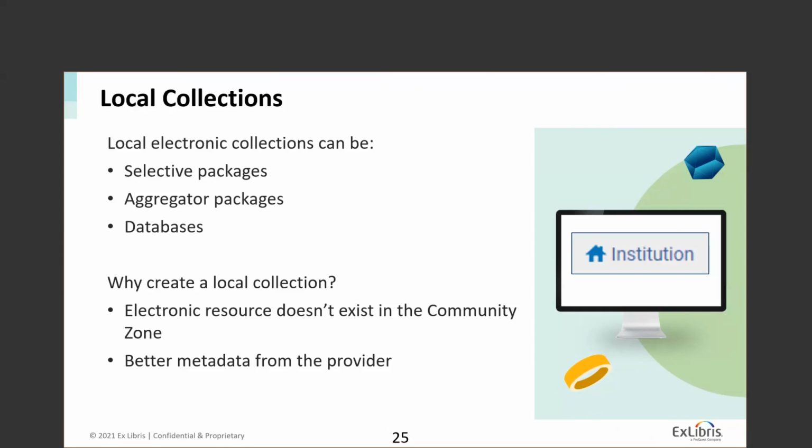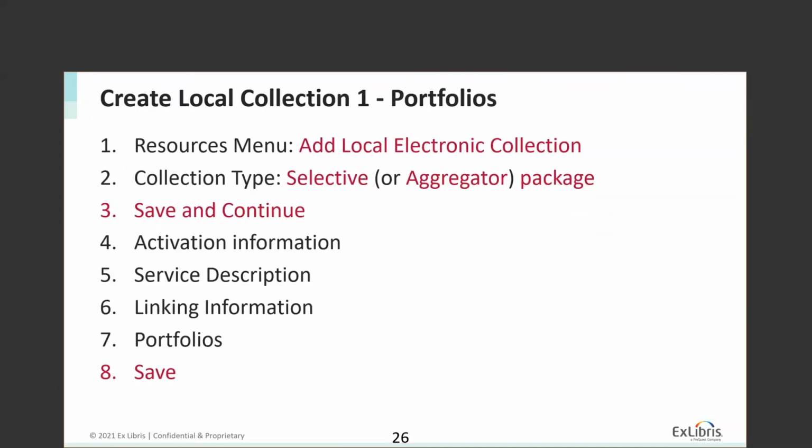Or maybe it is in the community zone, but it's not all that good. Maybe you've got better metadata directly from the provider or from your own cataloging staff, in which case it's worth building a local collection yourself. So these are the steps that I'm going to be using. Again, you don't need to do it yourself right now because I'm just going to start showing you, and then later you could go back and use the PowerPoint here to follow these steps.